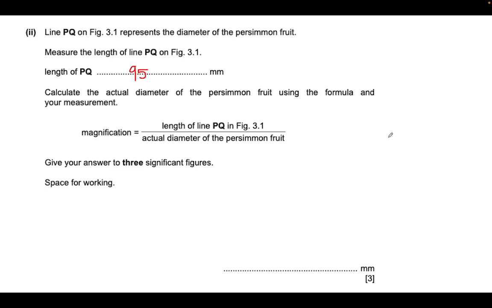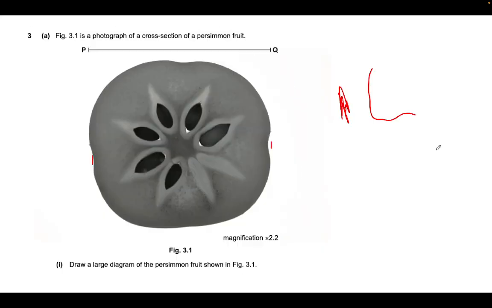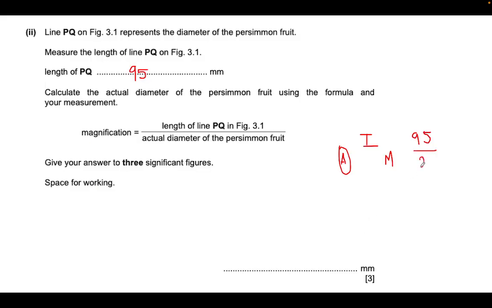What's the actual distance? Like we said, there is something we call I A M. Now, since you are looking for actual, then actual is supposed to be equal to image over magnification. That will be 95 divided by 2.2. 2.2 is our magnification here on the equation. I think you can see it here. It is right here. So the answer is supposed to be 43 point a lot of things.